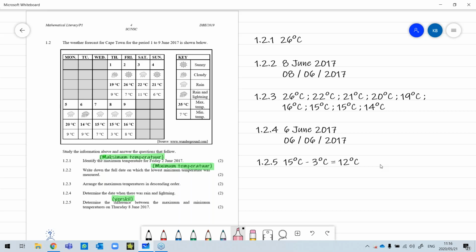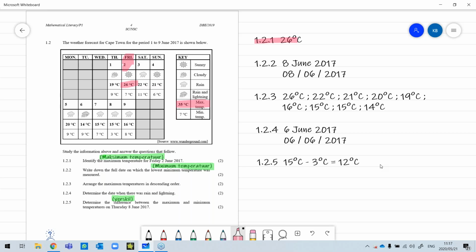Question 1.2.1. Identify the maximum temperature for Friday the 2nd of June 2017. Die maximum temperatuur op Vrydag die 2de. So let's have a look at our calendar. Friday the 2nd, and if we look at our key, the maximum temperature is indicated in bold. So therefore, the 26 degrees Celsius is indicated in bold and will therefore be our maximum temperature.